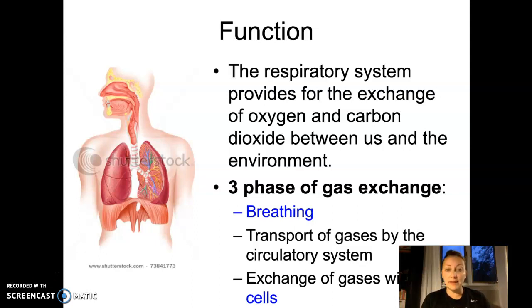There is breathing. We're moving it around our bodies and then actually getting it to our cells. So bringing it in from the atmosphere, transporting it along the circulatory system in your arteries and veins, and then actually doing that gas exchange at the capillaries, at the tissues and cells of your body.